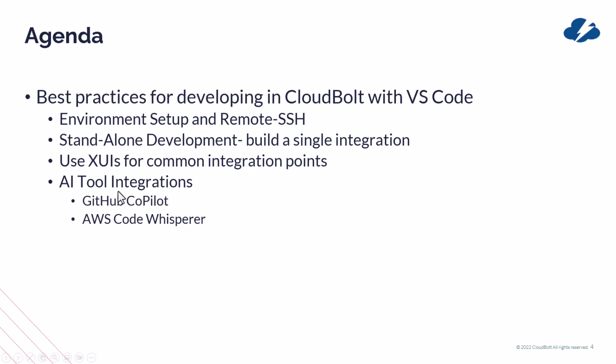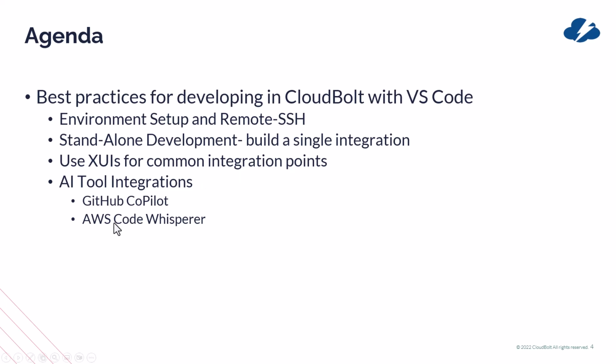Finally, we're going to talk about some additional tools that I think are extremely helpful, assuming that your organization allows access to them. Things like GitHub Copilot and AWS Code Whisperer. These are AI tool integrations, and we'll walk through a real use case of showing how to use GitHub Copilot in VS Code to help you develop resources for CloudBolt. We'll go through that as the final touch on this video, and show you how those tools work and talk a little bit more about why I'm such a big fan of them.